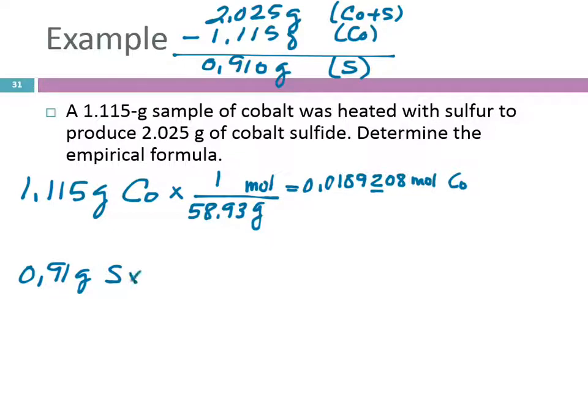Converting sulfur grams to moles follows the same pattern, but the number's different. We look at the periodic table, and 1 mole of sulfur is 32.07 grams. So we've got 0.910 grams divided by 32.07, and we get 0.02837, 1, 2, 3, 4, 5, 4 moles of sulfur.